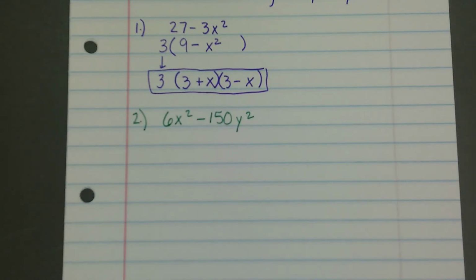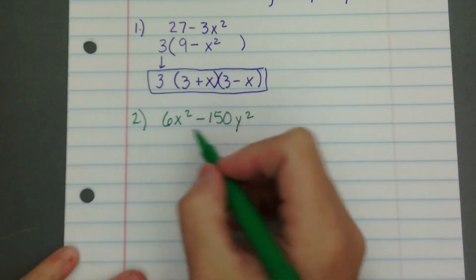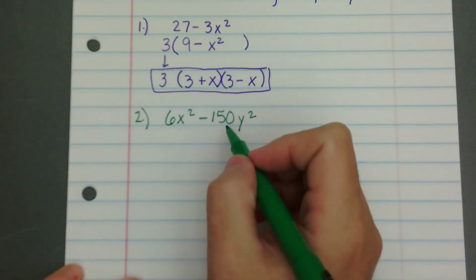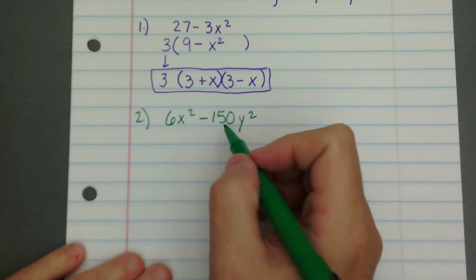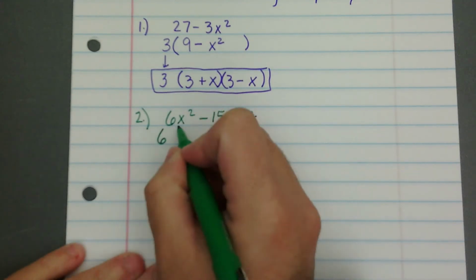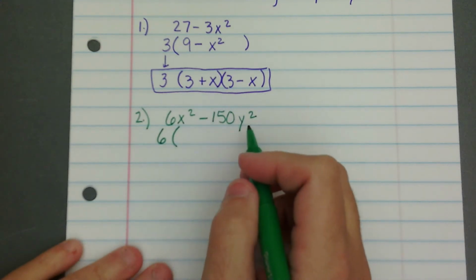Our second one has a GCF, and the GCF looks like it would be 6. How do I know that? Well, 6 goes into 6, and if I take 150 and divide by 6, I believe that is 25. So I'm going to take a 6 out. I cannot take an X or a Y out because each one does not have an X or a Y.